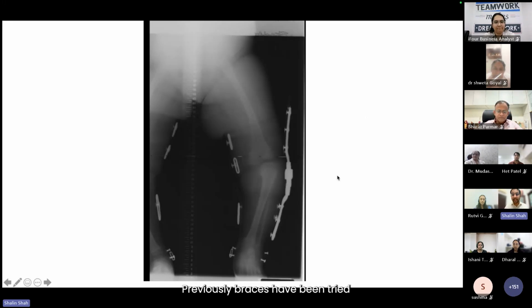Previously, braces have been tried, and they've been known to not work universally. For Blount's disease, especially unilateral Blount's and bilateral Blount's, infantile Blount's, braces are given very commonly, and they're the first stage of treatment. But the real issue is compliance. In a toddler, in an infant, to wear these braces for 23 hours a day is very, very difficult for parents and for children as well.